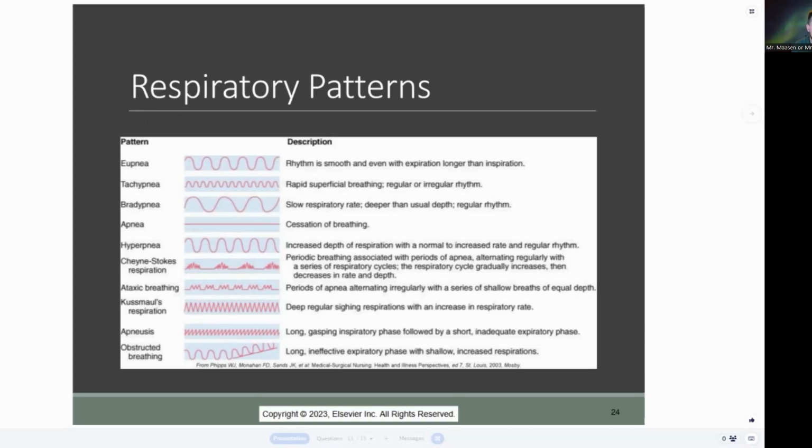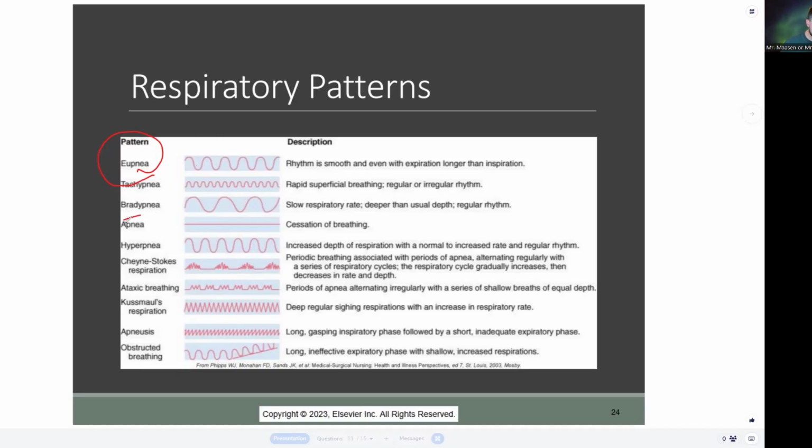Eupnea up there at the top is basically saying normal, smooth breathing, what we always want. Easy peasy. Think of it like euphoria. Well, euphoria doesn't really help. Euphoria is a kind of feeling of high and joy, but this is normal. Eupnea, utopia, I don't know how you want to remember that, but it's perfect breathing. What you're doing, hopefully, right now.